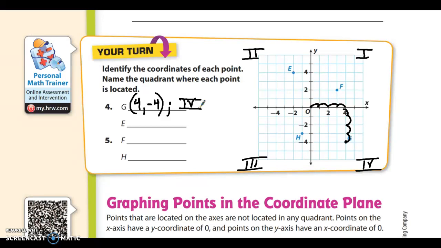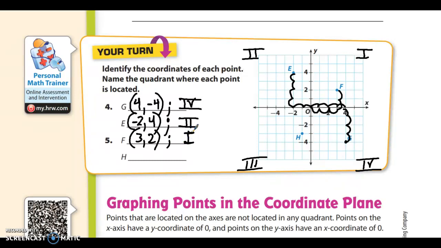All right, point E is to the left 2 spaces and up 4 spaces. To the left 2 spaces would be negative 2, and up 4 spaces would be positive 4. It's negative 2, 4, and that's in quadrant 2. F is to the right 1, 2, 3 spaces and up 2. To the right would be a positive number and up would be a positive number. So it's over 3, up 2. Both have to be positive numbers. And that is in quadrant 1.